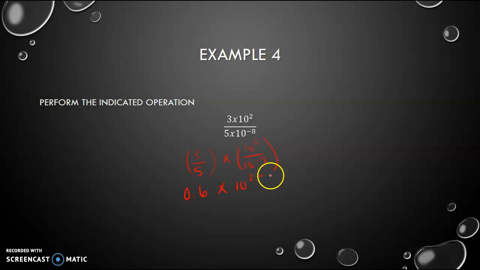This becomes 0.6. And then when we divide with the same base, we subtract our exponent. So we're going to have 2 minus a negative 8, which is the same as 2 plus 8. So we get 0.6 times 10 to the 10th. And then our last question should be, is this in scientific notation? And the answer is no, because our first factor is not greater than or equal to 1. So I've got to make it greater than or equal to 1 by moving it to the right. And if we move to the right, we're going to subtract. So I'm going to subtract 1 because I moved 1, giving 6 times 10 to the 9th power. And that is our final answer.